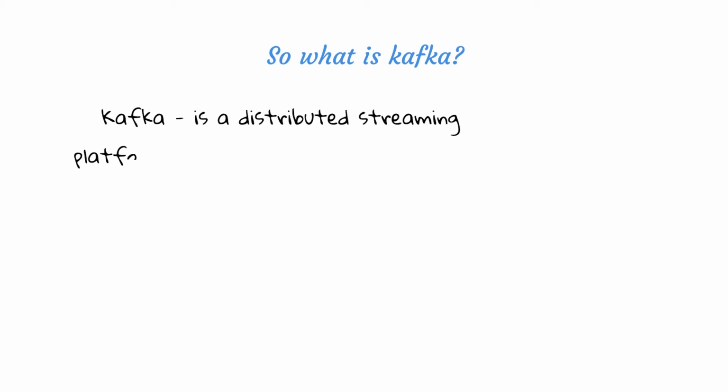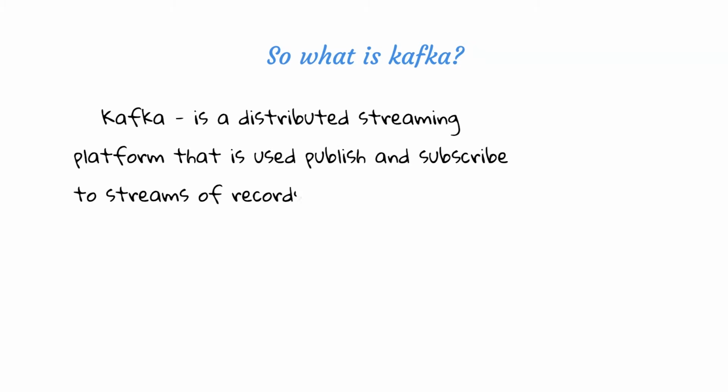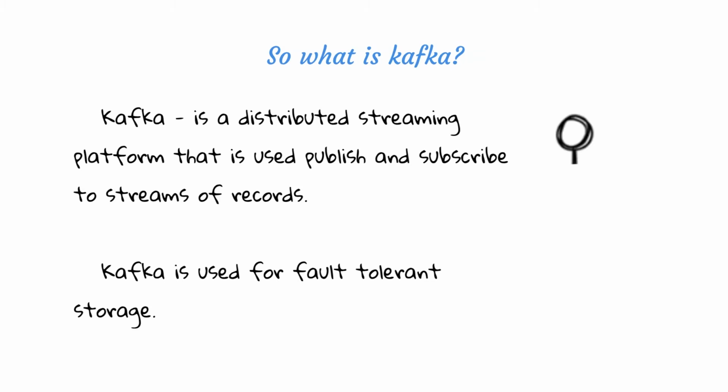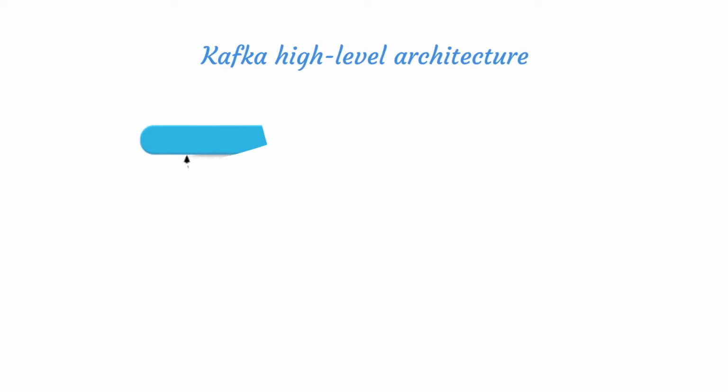So what is Kafka? Kafka is a distributed streaming platform that is used to publish and subscribe to streams of records. Kafka is used for fault-tolerant storage. Kafka achieves fault tolerance by duplicating each partition over a number of servers. It means if one of our servers breaks, the messages will never be lost. Our target systems may read those messages from the other servers. Let's look at the high-level architecture of Kafka.